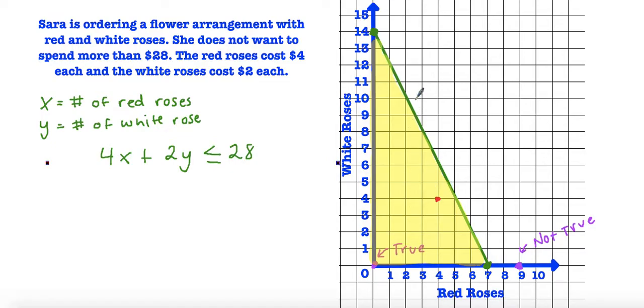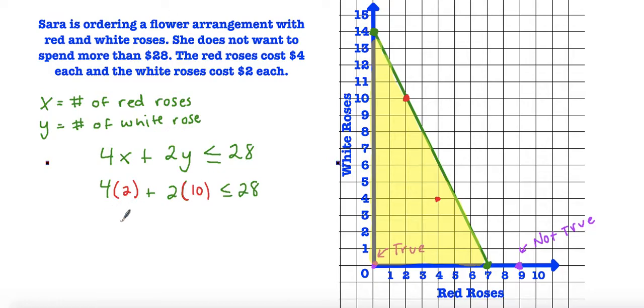So if we pick this random coordinate here, which is (2, 10), that should be equivalent to 28. So 4 times 2 plus 2 times 10 is less than or equal to 28.